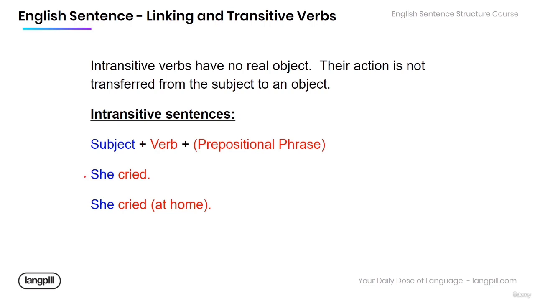So if we look at these examples here, she cried, okay, that's an intransitive sentence. Even though it has no object, it's fine because of the way we're using the verb, okay? Being used in an intransitive way. She cried. We can also add more information, and there's still not an object. She cried at home. Okay? At home is a prepositional phrase. It is not the object, actually, because the home is not receiving the crying, right? At home is just where she cried. So this isn't considered an object.